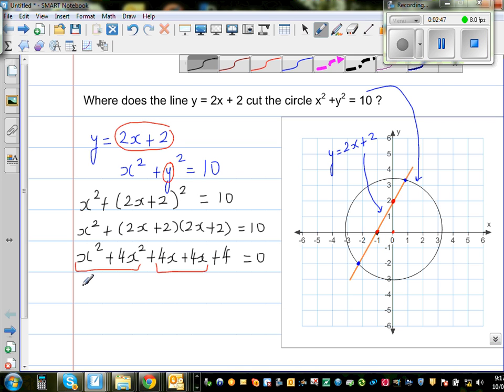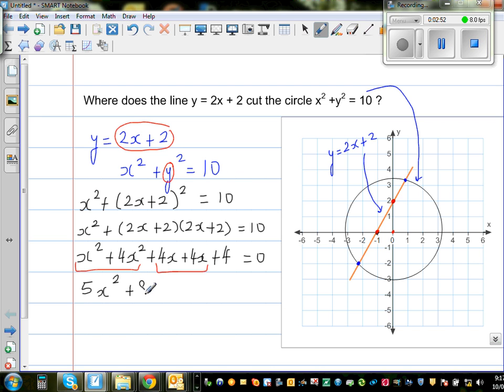So this becomes 5x squared plus 8x plus 4. I should have written 10 here. This is 10 here. So I'm going to take away 10 from both sides. So minus 10 is equal to 10 minus 10. So taking 10 from both sides, this becomes 5x squared plus 8x, and this simplifies to minus 6 is equal to 0.